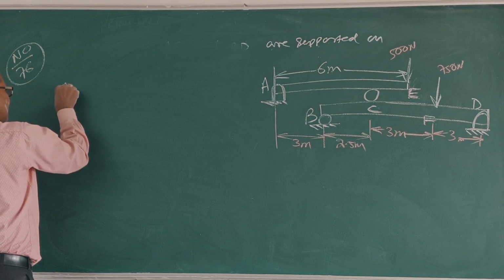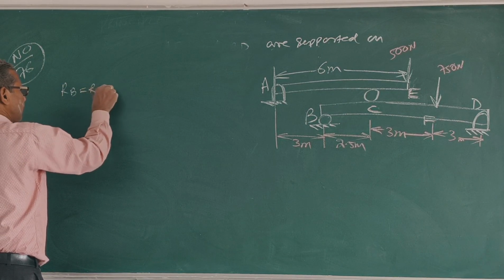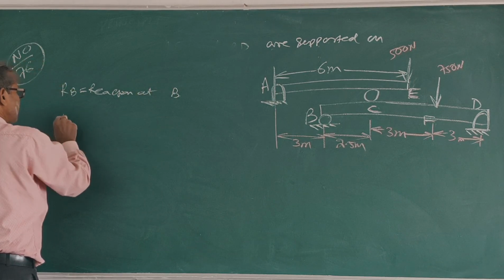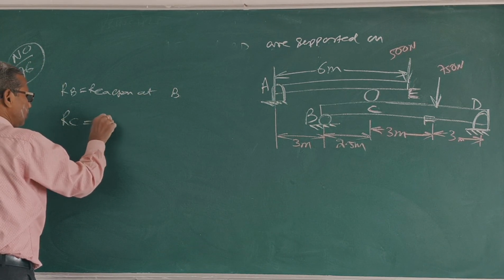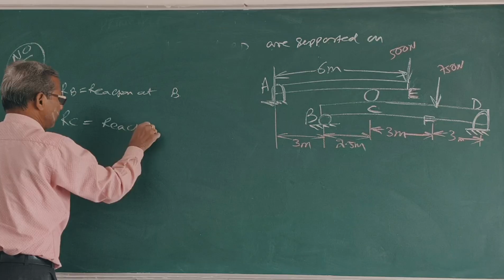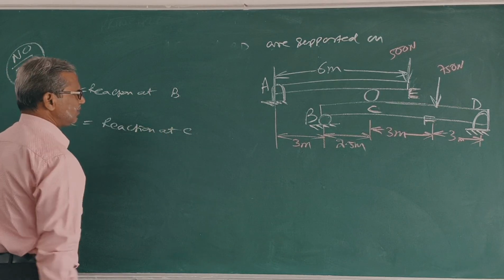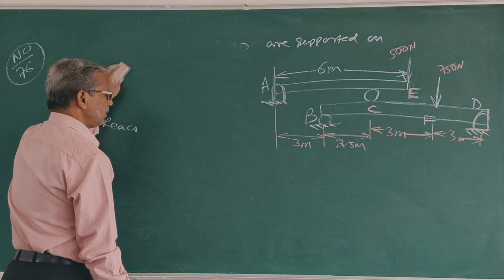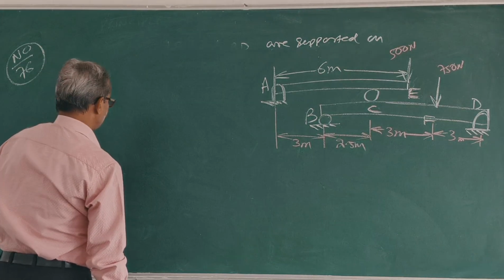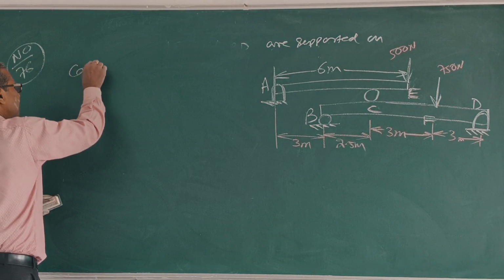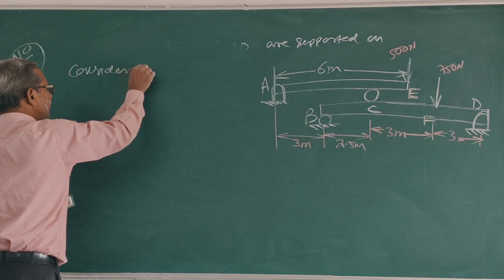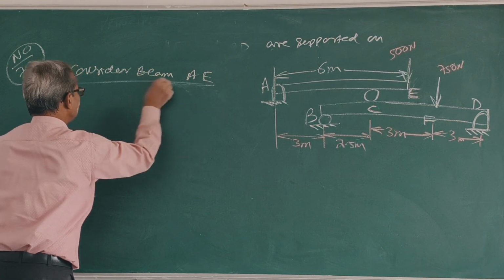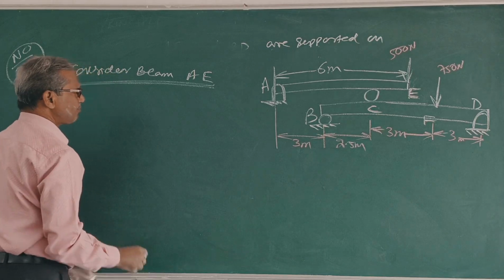Let RB be the reaction at B, and RC the reaction at C. Clear? Beam AE. Consider beam AE. Clear? So this is beam AE.